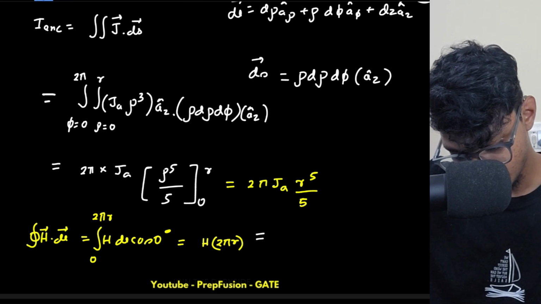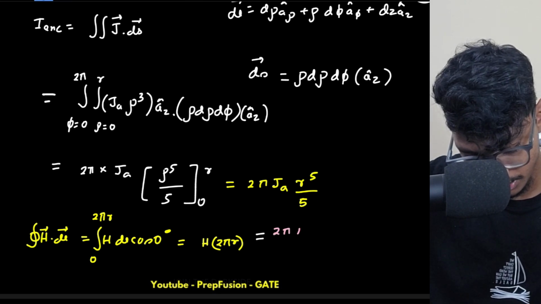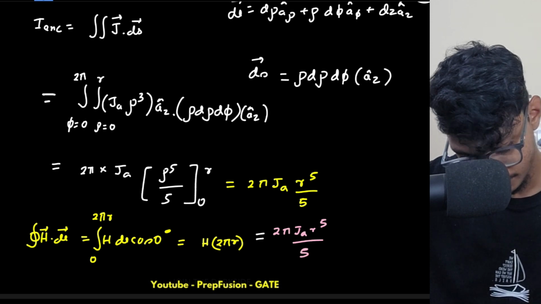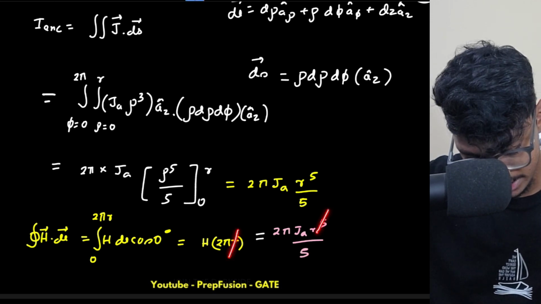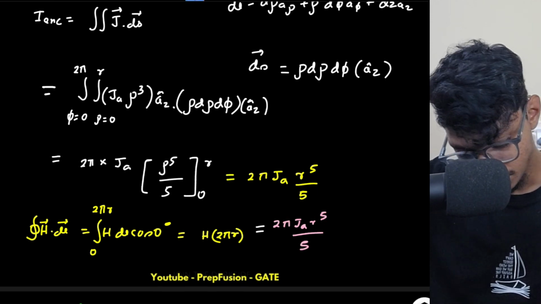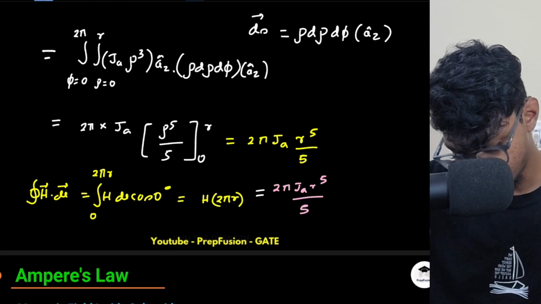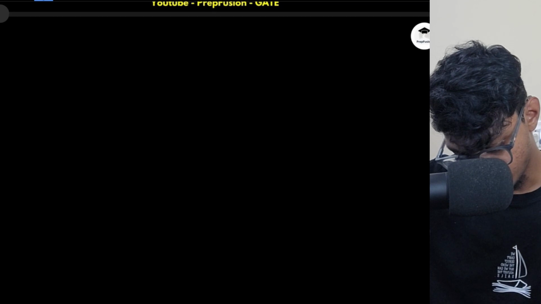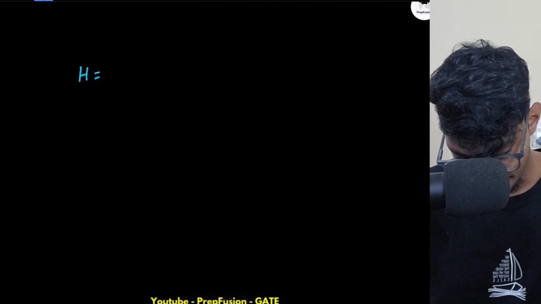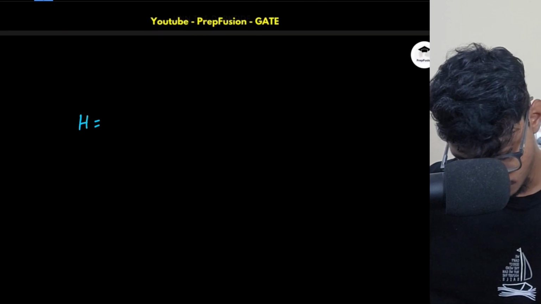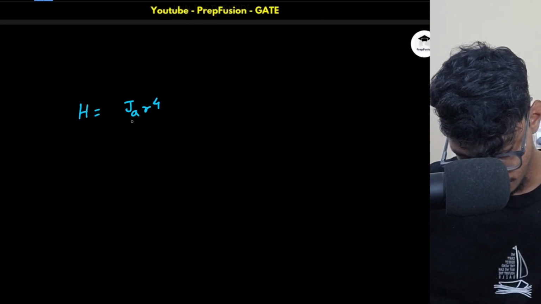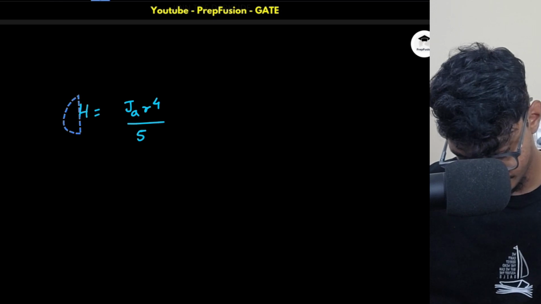So I can safely equate these two things, ja r raised to power 5 divided by 5. Here one r will get cancelled, 2 pi will get cancelled. So overall my magnetic field intensity will simply be equal to ja r raised to power 4 divided by 5.